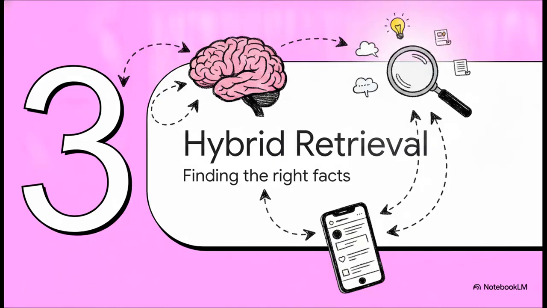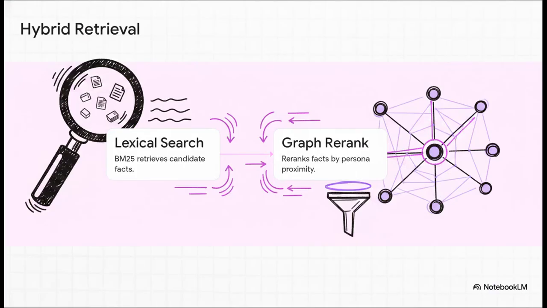All right, Section 3, hybrid retrieval in action. When it's time to generate a post, the system has to find the exact right data, right? It does this through a two-step hybrid retrieval process. Step 1 uses BM25 lexical search, basically a rapid keyword scan to pull in a wide net of candidate facts. But keywords lack context, so Step 2 takes those facts and contextually re-ranks them using the NetworkX knowledge graph, mathematically scoring them based on how close they are to your specific persona. It's brilliant because it guarantees the AI only uses facts that actually matter to your expertise.